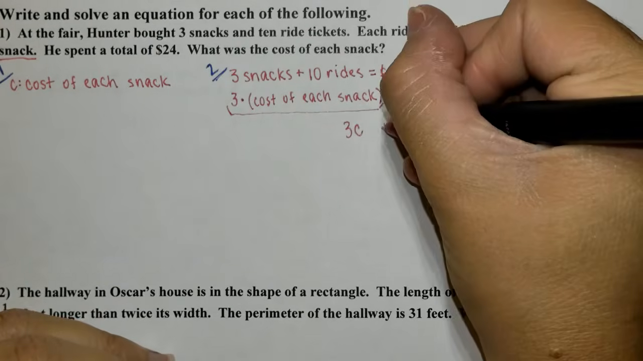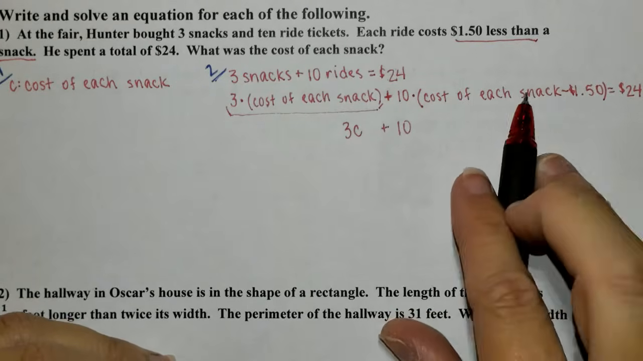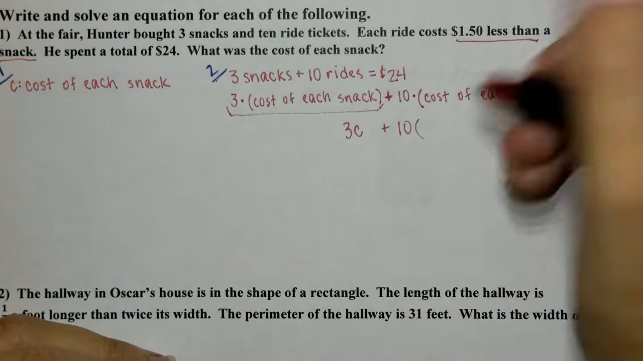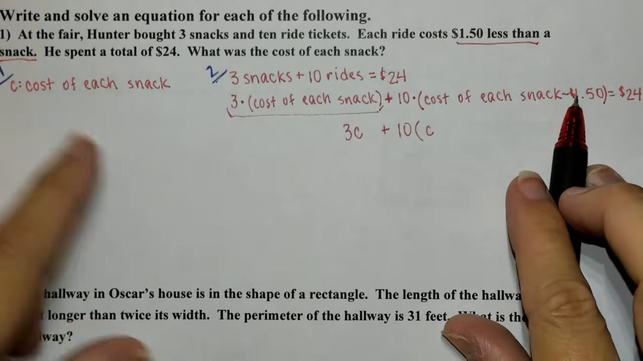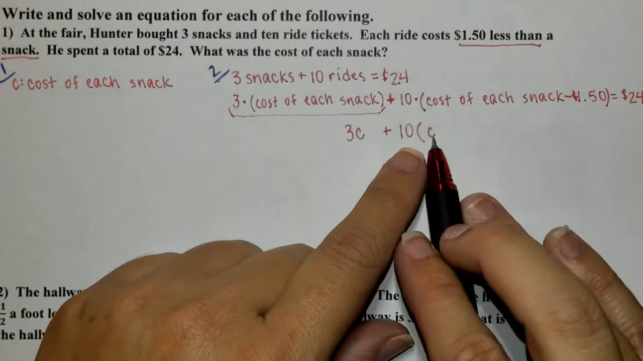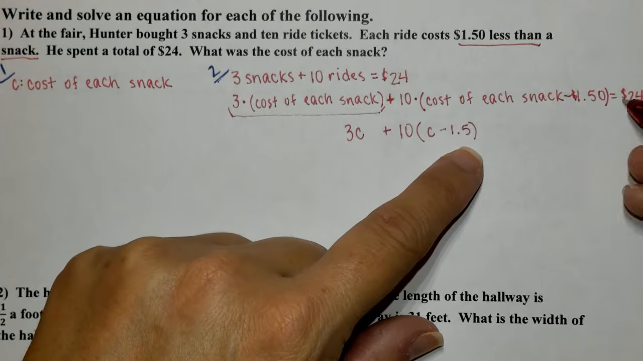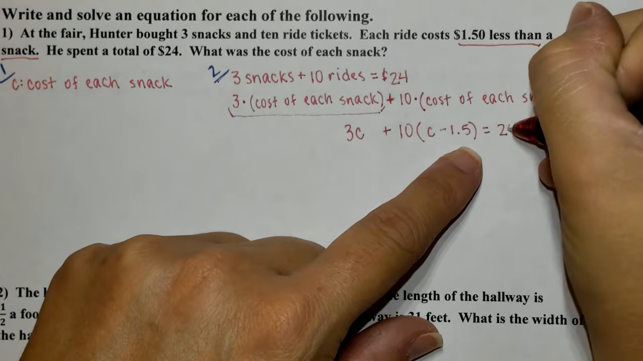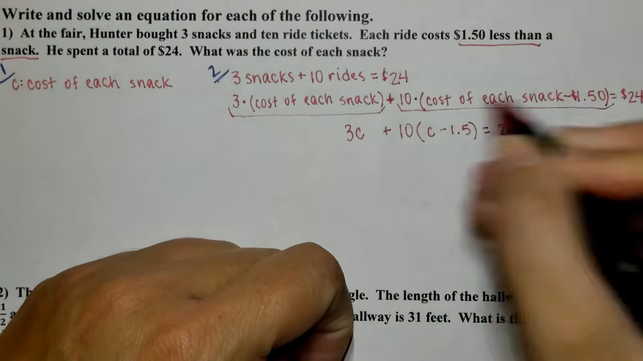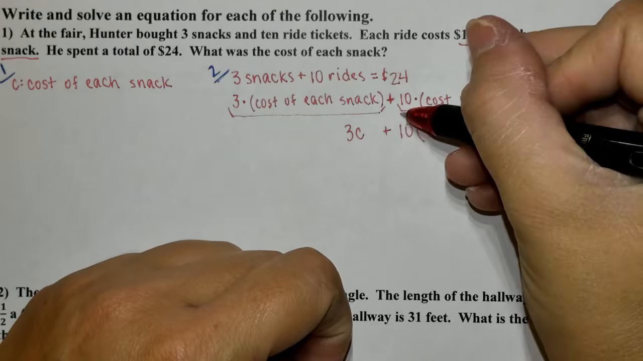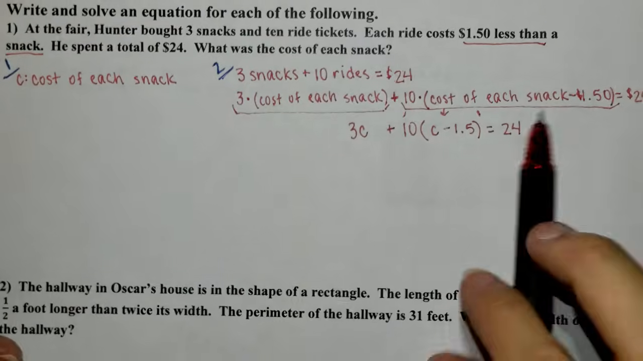Plus 10 times all of this. Because there are 2 pieces of information in here, I'm going to put this in parentheses. The cost of each snack, again, we know is C, but remember that the rides are $1.50 less than C, so I'm going to take away 1.5, and then that's going to equal my $24. Then my total is $24.